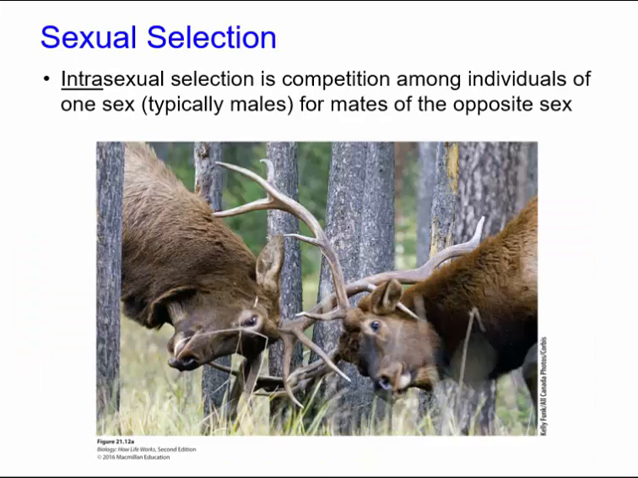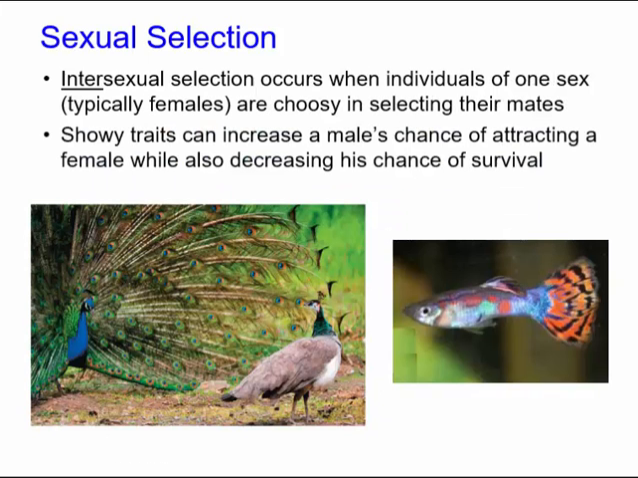There's a couple of kinds of sexual selection. One's called intrasexual selection. That means within a sex. And so where we see often males competing for mates of the opposite sex. Intersexual selection, so that's between the sexes, is where we see females choosing mates.